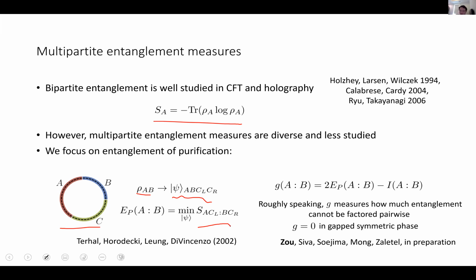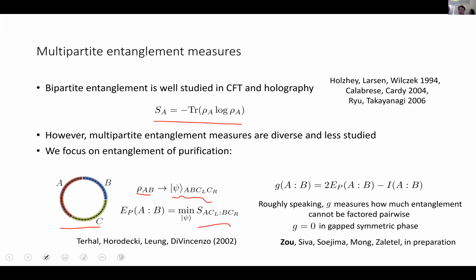And we define the following quantity, G_AB, which equals twice the entanglement of purification minus the mutual information. The reason to subtract the mutual information is to subtract all the bipartite entanglement in a rough sense. So this subtraction gives a very clear physical interpretation of G: it measures how much entanglement cannot be factored pairwise. As we know, for a gapped system, all the entanglement is essentially pairwise. So G equals 0, and this can be proved in a rigorous manner.